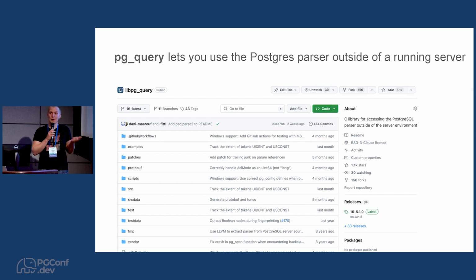I just briefly want to talk about pgQuery, which is a project that I started with a colleague of mine almost 10 years ago, which lets you use the Postgres parser outside of the server. So this is available today. It's useful to people. In this room, you probably have a running server, but if you don't have a running Postgres server because you're parsing queries in your application or in your tool that you're building, pgQuery helps with that.